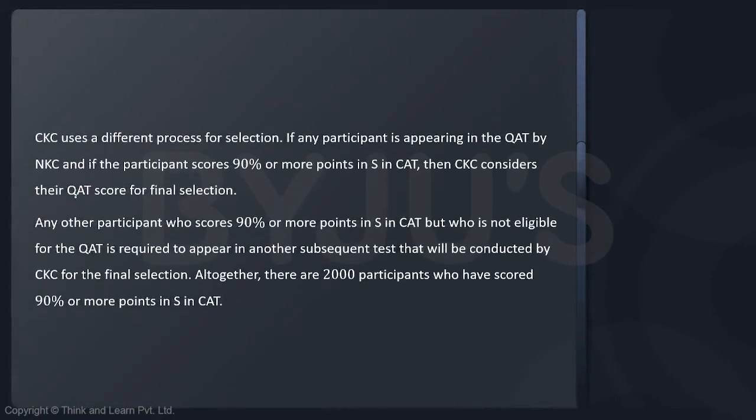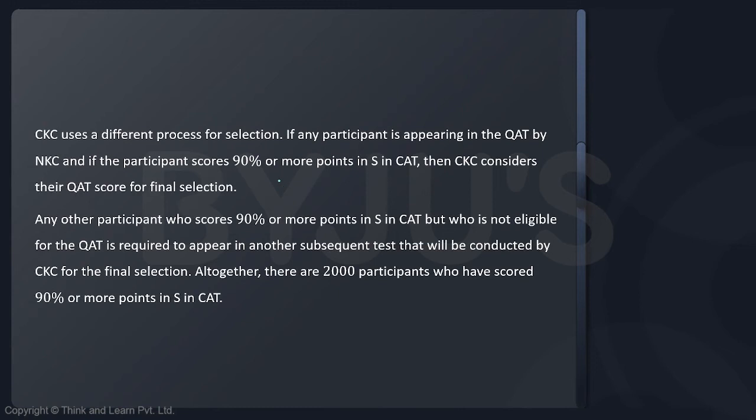So what I have done, okay, there is more information about this. He says CKC. So till now we were talking about NKC. What about CKC? They use a different process for selection. If any participant is appearing in Q80 by NKC, and when would a person appear for Q80, if you remember? When a person gets more than 90% in two of the sections. But here he says, CKC says that if the participant scores 90% or more in S only, not in two of them, but only in S, even then CKC considers their Q80 score for final selection.